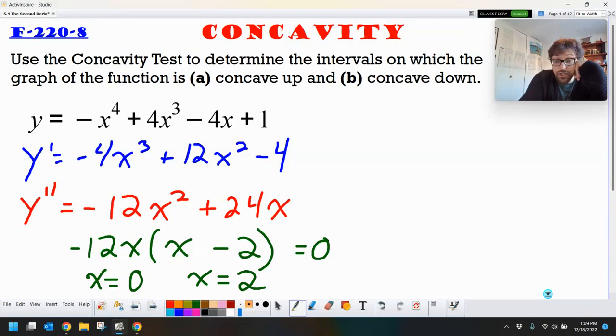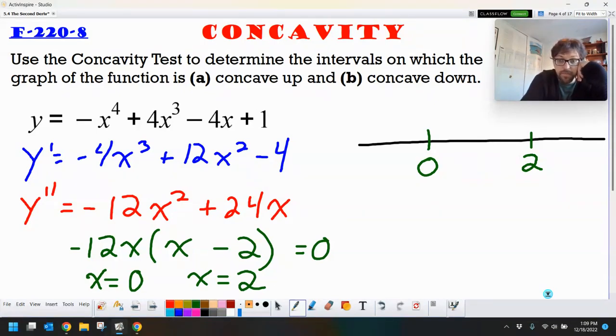Now I want to make a sign chart in order to determine what is going on in terms of positive and negative spots. It's going to be at the two values that I found, and I want to see if it's changing signs on either side of those. So if I plug in some value like negative 1 into my second derivative right here, I would get negative 12 minus 24. So that's definitely going to be negative. So on this interval, we're going to have a negative second derivative, meaning we are going to be concave down.